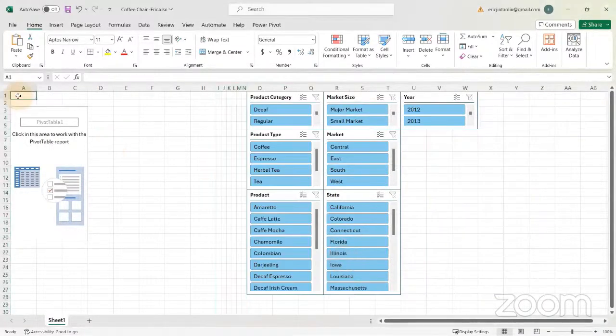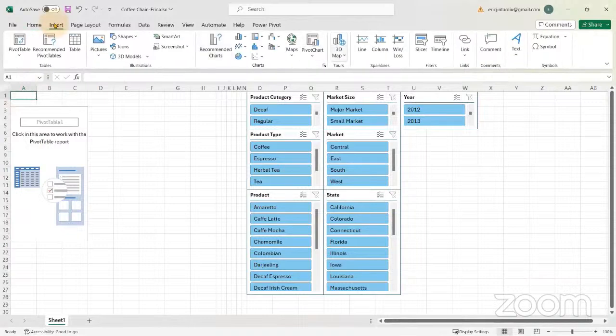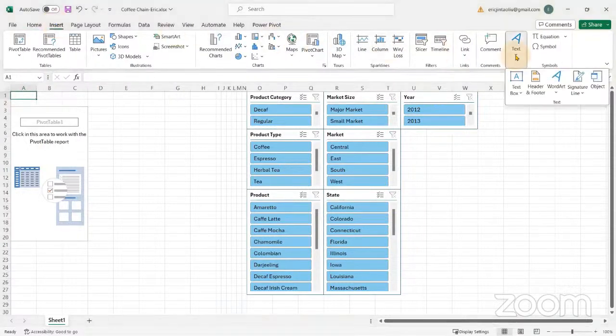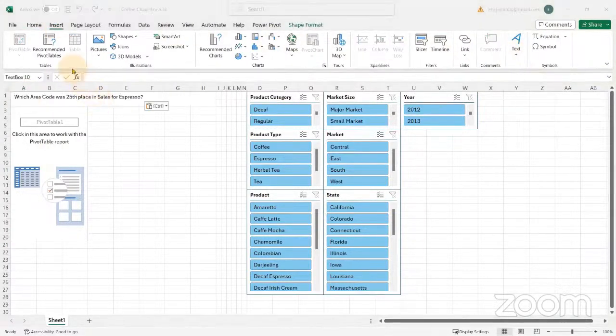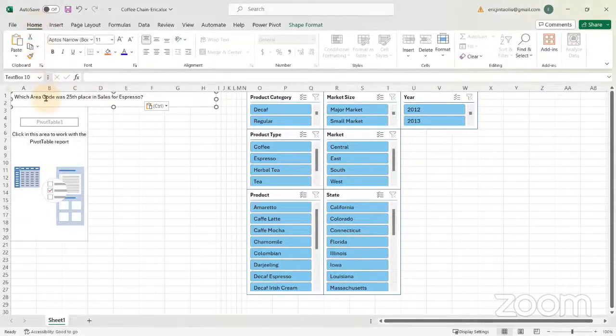With Power Pivot Data Model, Pivot Table, and Slicer set up, I can answer any questions from business team. Here comes the first question. Which area code was 25th place in sales for espresso? Let me break down the question into dimensions and metrics.